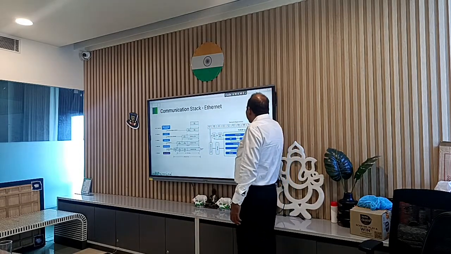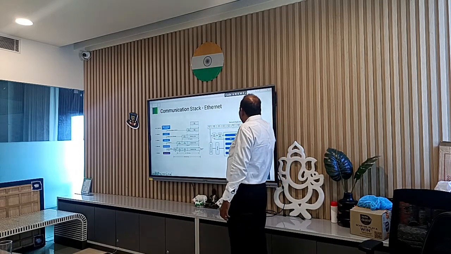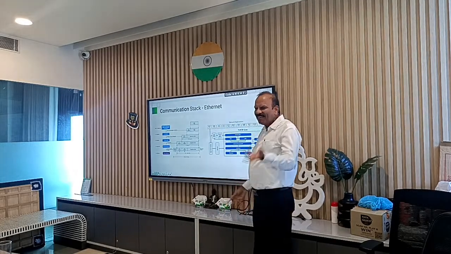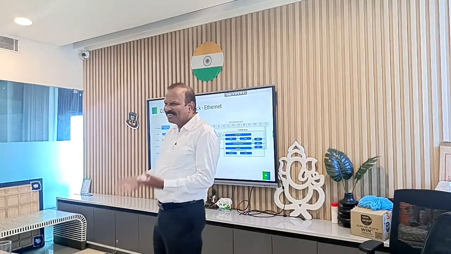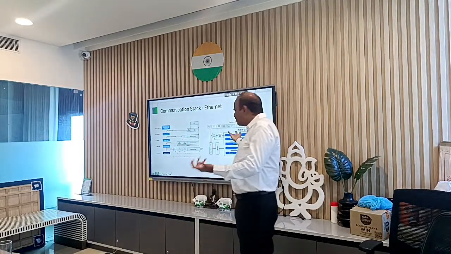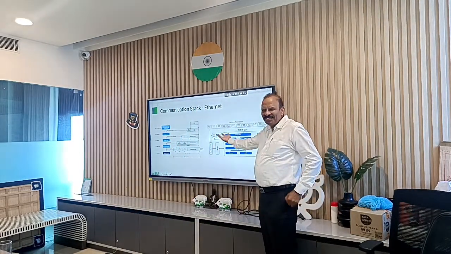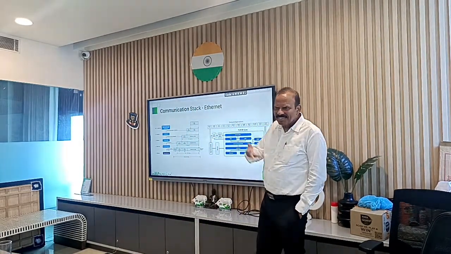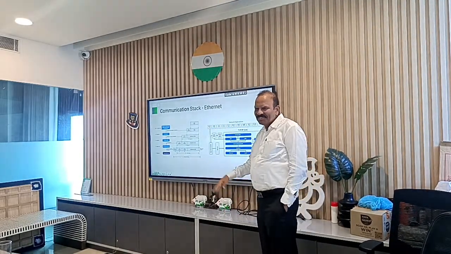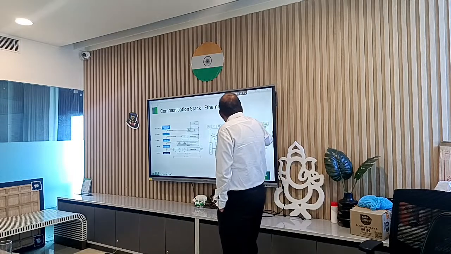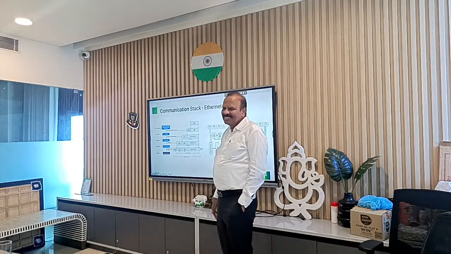On top of Ethernet we have different application layers, even our mail, SMTP. Everything will come into these application layers, or the browser, HTTP, or file transfers, and all that. These are all various application layers. These are all sitting on this Ethernet.